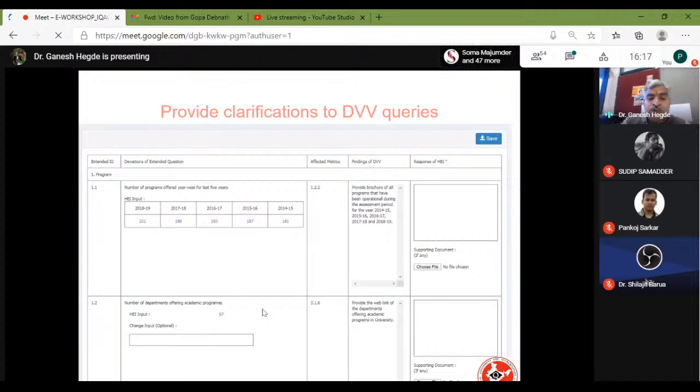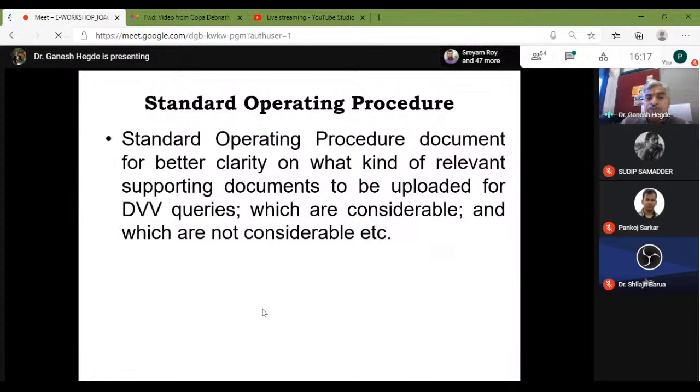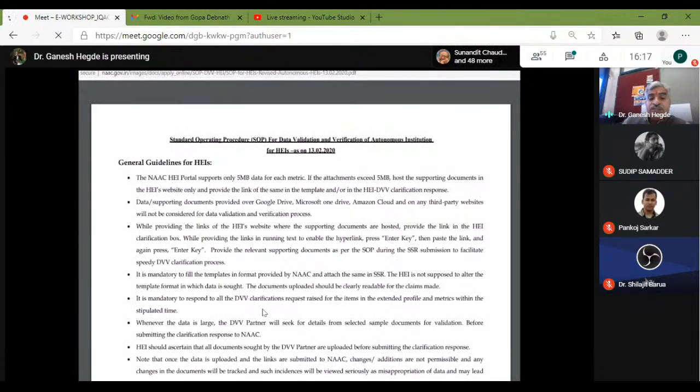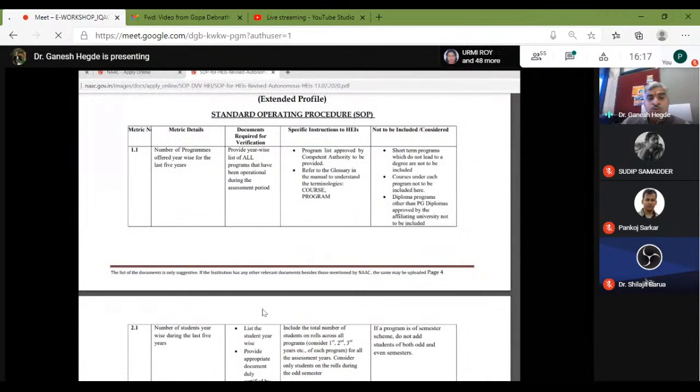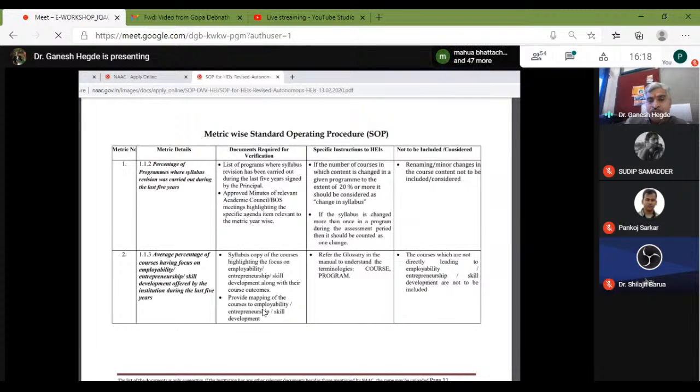So you have to understand what is a program and what is a course. Standard operating procedures have been made by the NAAC to make sure that the understanding of the DVV partner, the officer and the institution goes hand in hand so that the assessment does not have any grievances. The standard operating procedures are available on the NAAC website. For example, just to give you the metric details, documents required for verification, specific instructions to the HEIs, and what need not be included or considered. These are documents which, if you give them, will not be considered. What documents are required, you have to update on the institutional website. The standard operating procedure is available on the NAAC website.